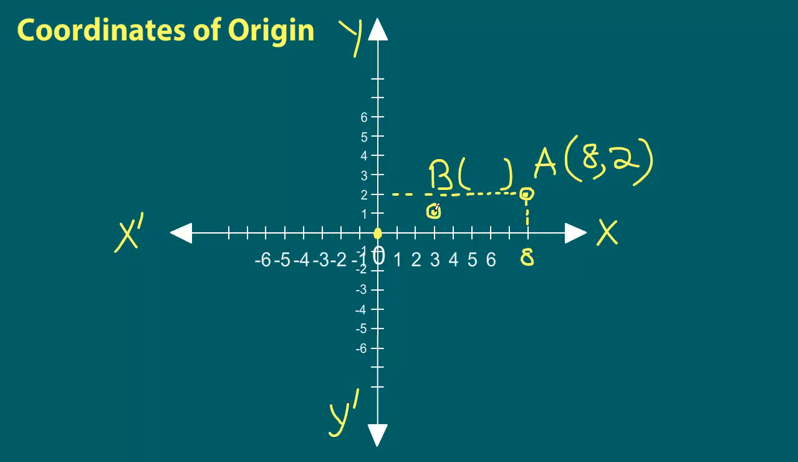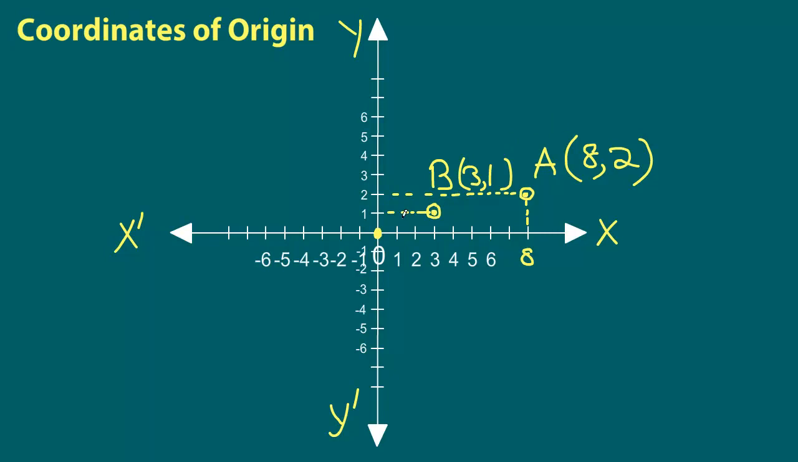So how far away is point B from origin along x-axis? This looks like about 3 units. So we say this is 3. And how far away from origin along y-axis? This looks like 1 unit, right? So this is 1 unit. So we will say it's (3, 1).